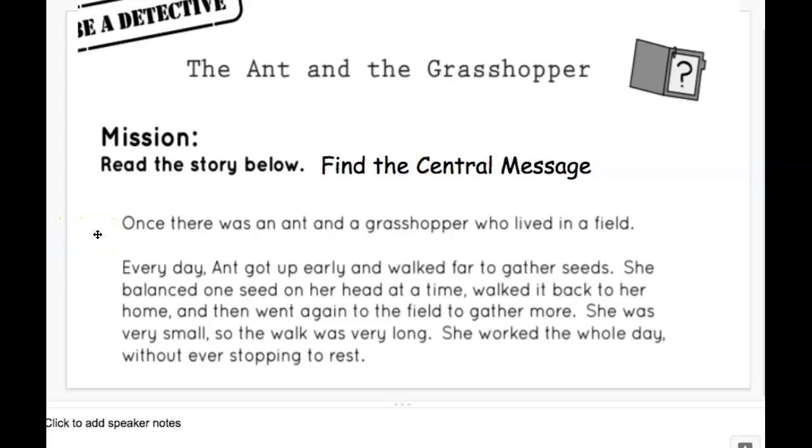We're looking at that first piece of popcorn right now, the beginning. Once there was an ant and a grasshopper who lived in a field. Ding, ding, ding, ding, introduced me to characters and told me where the setting is.